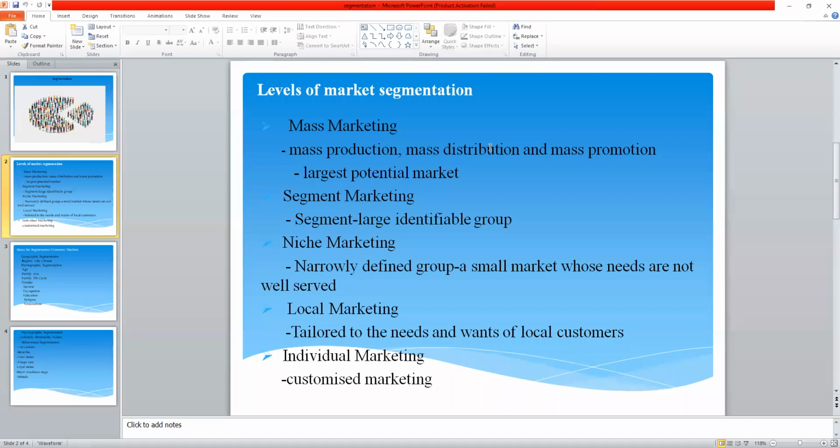Now, moving ahead is local marketing. Target marketing is leading to marketing programs being tailored to the needs and wants of local customer groups. Trading areas, neighborhoods, even individual stores come into this category of local marketing. You might have observed that there are many local manufacturers with reference to that neighborhood or particular geographical location, wherein they are well known and they serve the markets on a local basis.